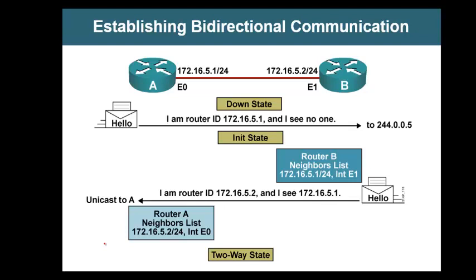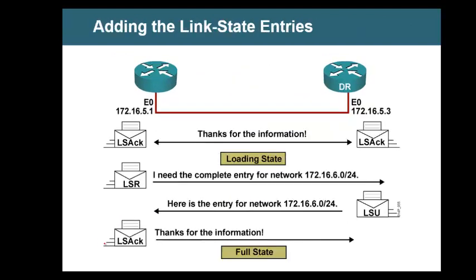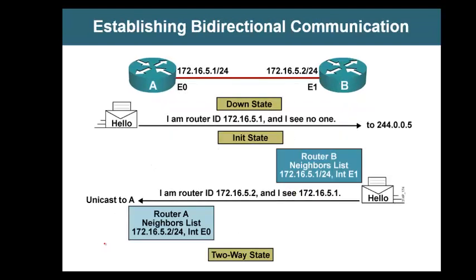What are the steps? There are 7 steps or 7 states. First one, they talk to each other to understand their levels. Here you see A is talking to B the first time. See the arrow mark there. Hello. Hello is going from which address? 172.16.5.1. That's the router ID. And this also says, I see no one, meaning router A says, I don't have any neighbor.